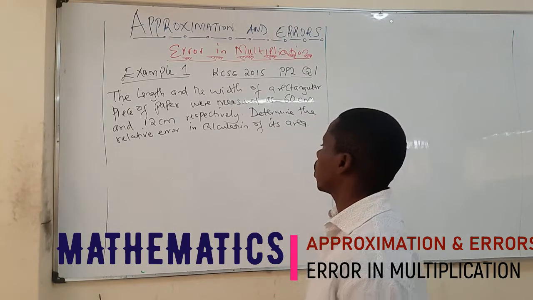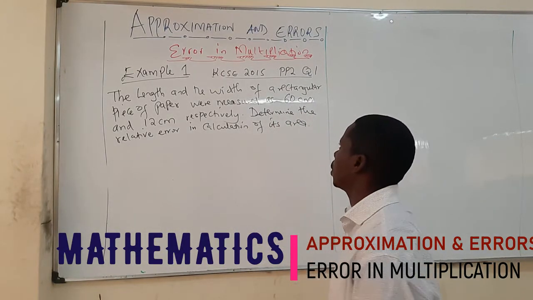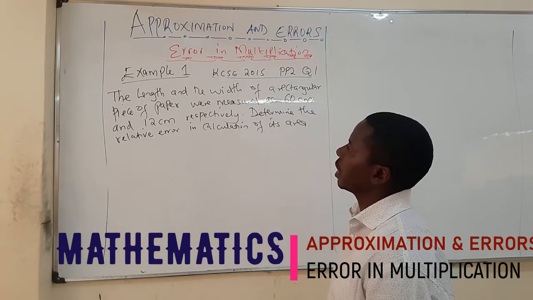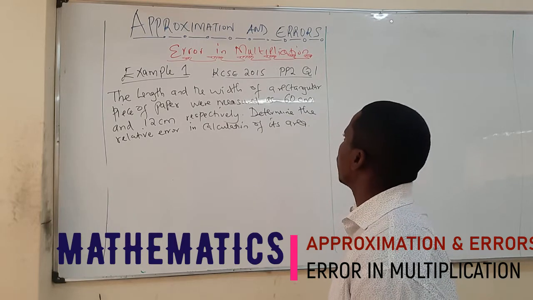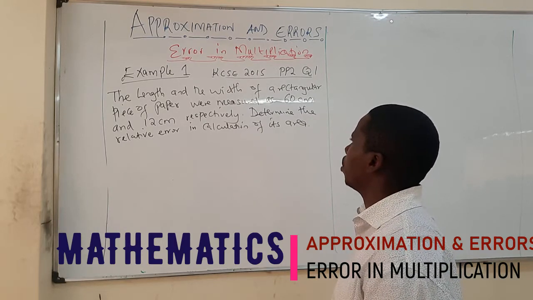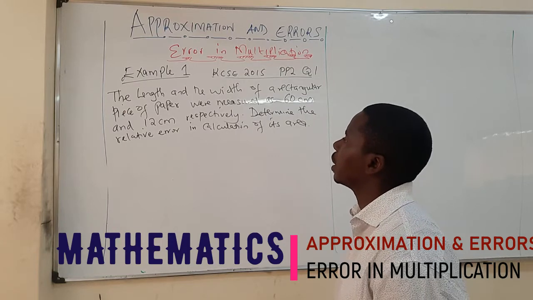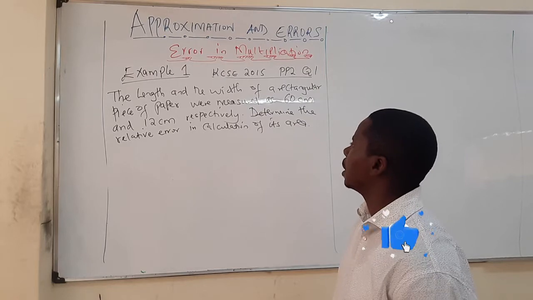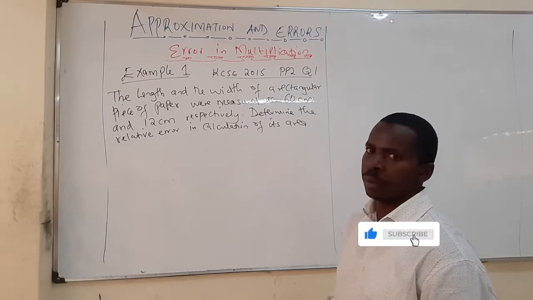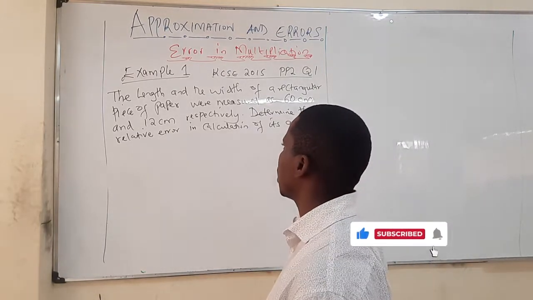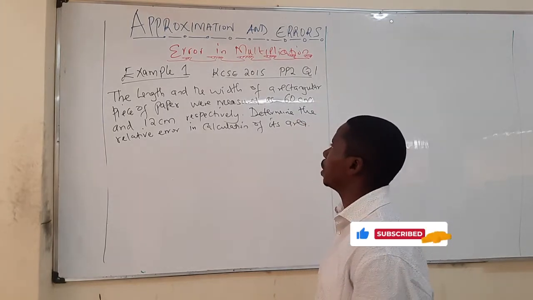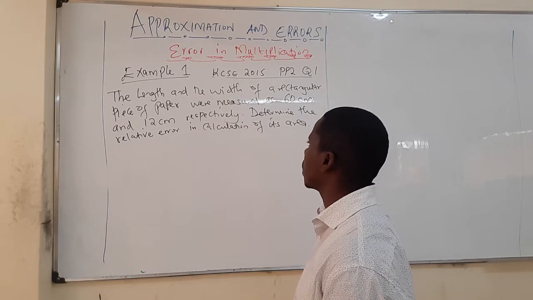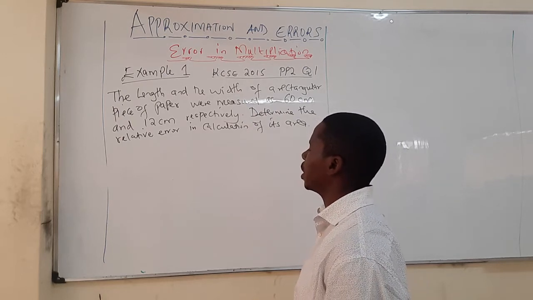It's a KCSE question that was done in 2015, paper 2, question 1. The question says that the length and the width of a rectangular piece of paper were measured as 60 centimeters and 12 centimeters respectively. Determine the relative error in calculation of its area. So we want to get the relative error when we get the area of this particular piece of paper that is measuring 60 by 12 centimeters.